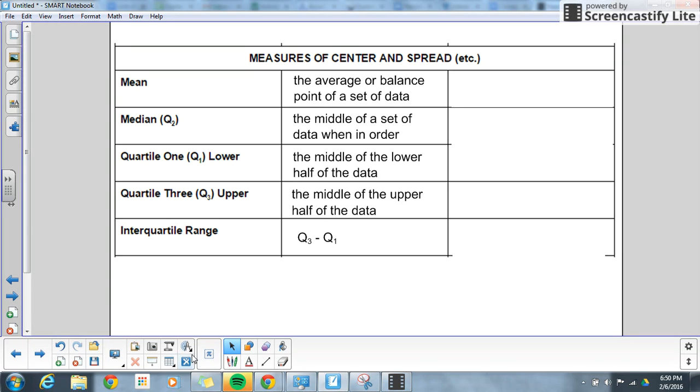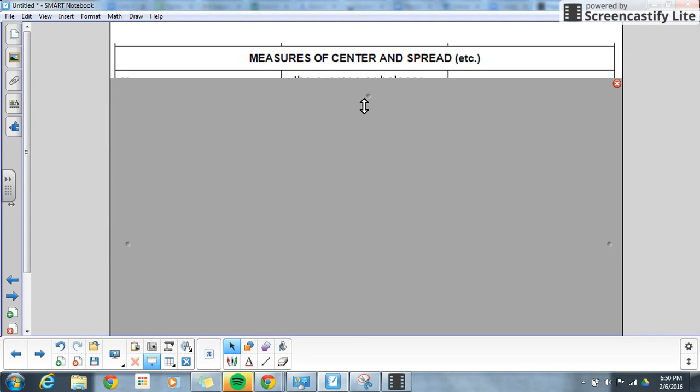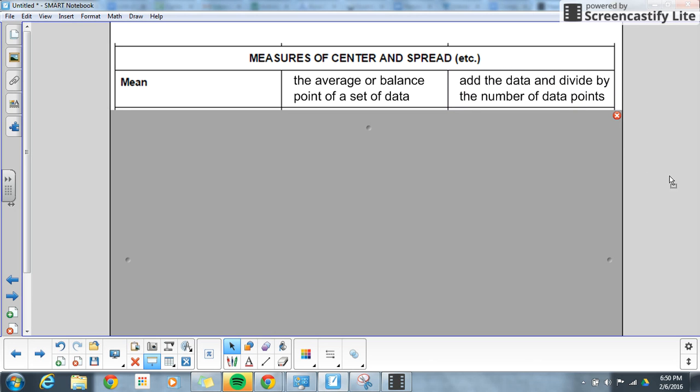Alright, now we're going to take a look at ways to represent center and spread. The first is the mean. This is the average or the balance point of a set of data. We tend to think of the word average and mean as the same thing, and they are, but we want to remember that this is the place where, if you gather all the data and distribute it evenly, then this is the mean. In order to find it, we're going to add the data and divide by the number of data points.